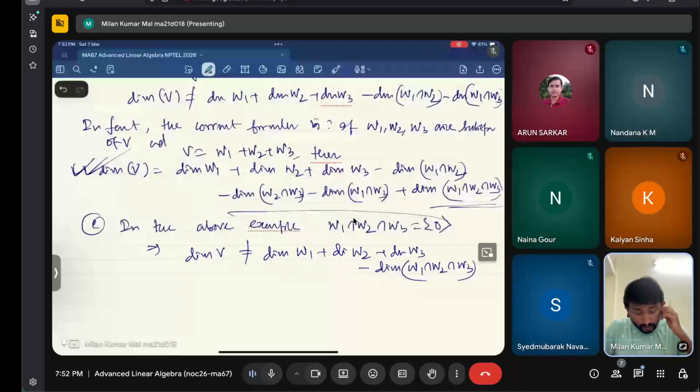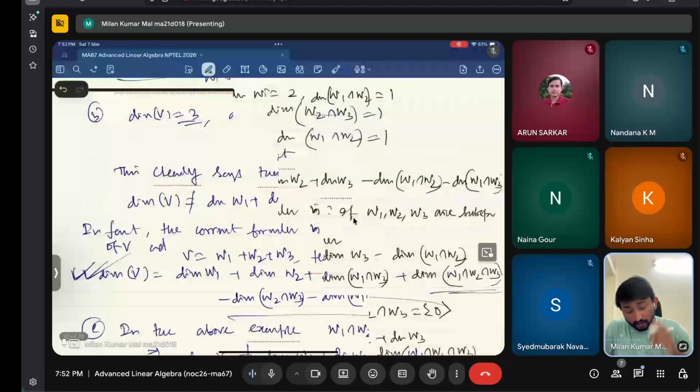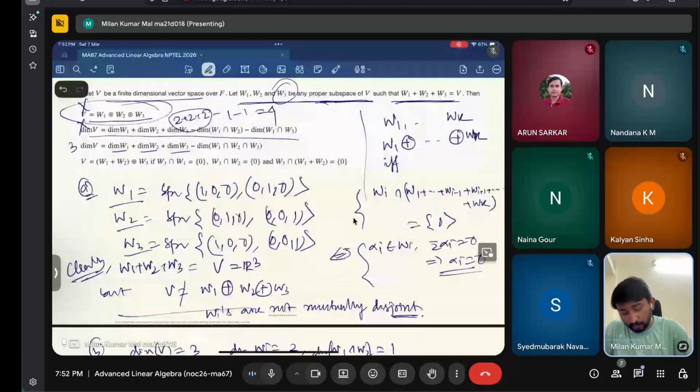Now let's come back to the second option. Sorry, the third option is incorrect. So automatically the fourth option will be correct, but let me check this one. What it says is that V is equal to W1 plus W2 direct sum W3 if W3 intersection W1 equals 0, W3 intersection W2 equals 0, and W3 intersection W1 plus W2 equals 0.